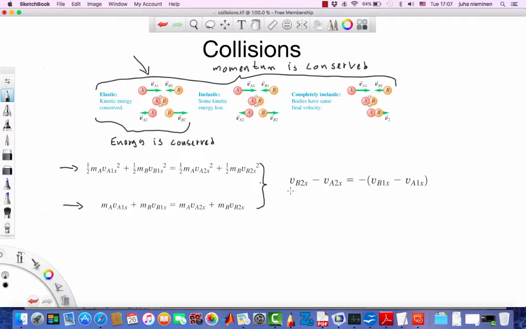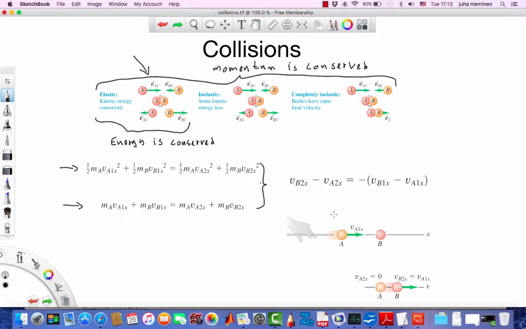This relationship says that the relative velocity after the collision, that is VB2 minus VA2, is equal to the relative velocity before the collision, but it's in the opposite direction. So same magnitude, opposite direction.